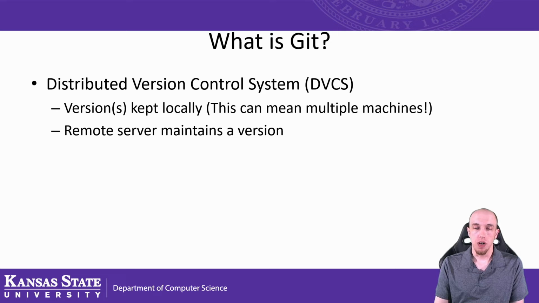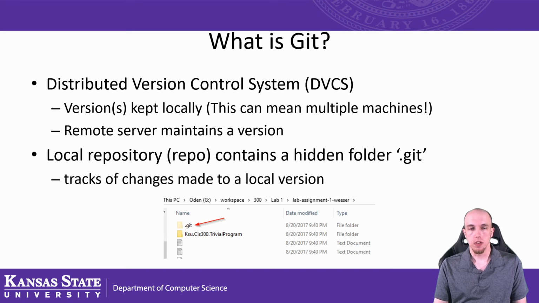Git operates primarily locally on your machine, so you will have versions of your project or files kept locally on your machine, although this could actually be spread across multiple machines. It doesn't just have to be on a single computer. Apart from your local system, a remote version is also kept. This is usually on things like GitHub or Bitbucket. You could even have your own Git server apart from GitHub.